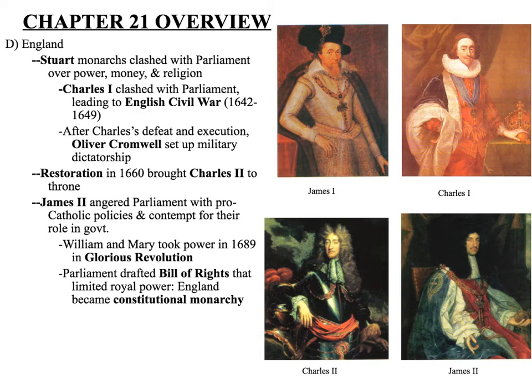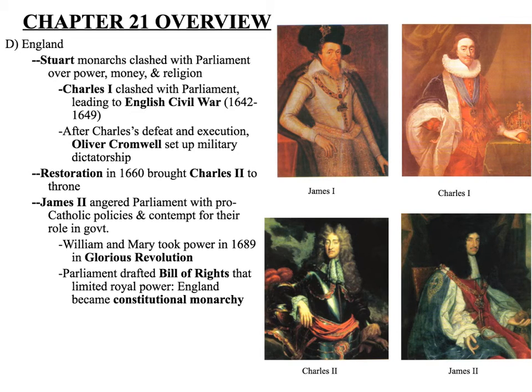So in England, the story starts in the 1600s after the death of Elizabeth, who we talked about in chapter 17. She dies in 1603, and because she didn't have any children, the throne passes to the next people in line, which is the Stuart family, who were the rulers in Scotland. And the Stuart rulers, as we can see, really had a big problem because Parliament had become very powerful.